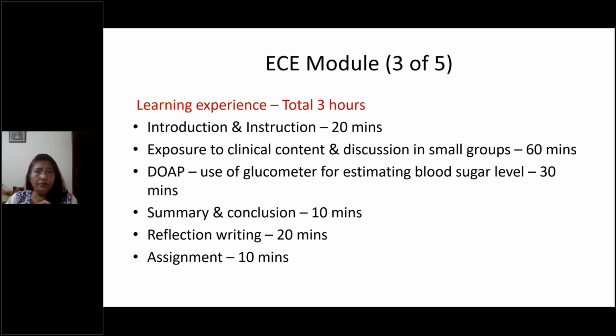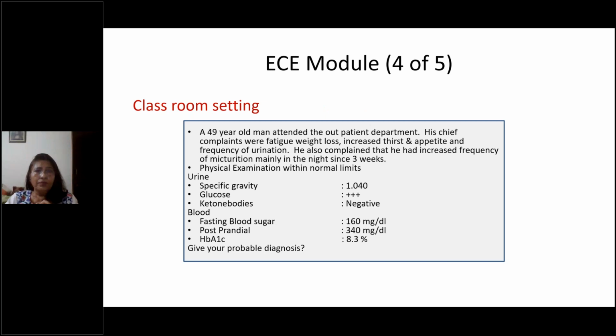Next slide, please. So this is an example if it is a classroom setting. A case scenario will be given where the student will be explained what this case scenario is, what the alterations in this particular patient are, and what investigations are done in this patient, and mainly the role of glycated hemoglobin in this case will be discussed with the students. Next slide, please.